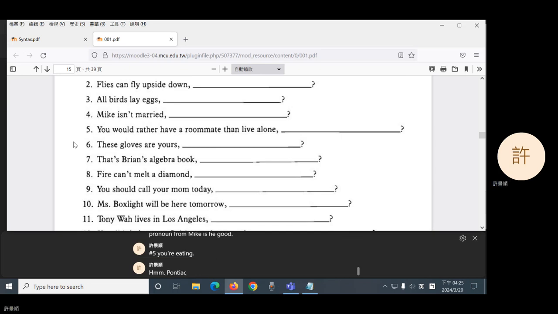Number five, wouldn't you? Good. Would is the first word in the verb phrase. Turn it negative, and the subject already is a pronoun. So wouldn't you?